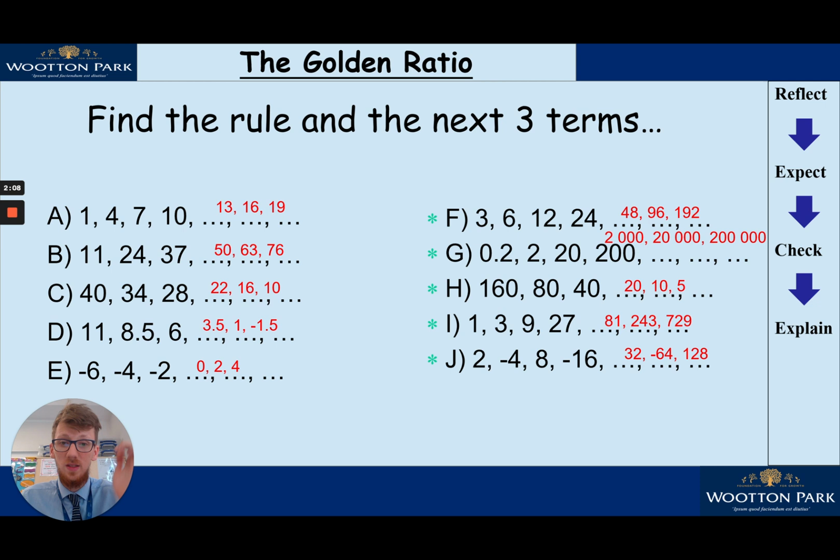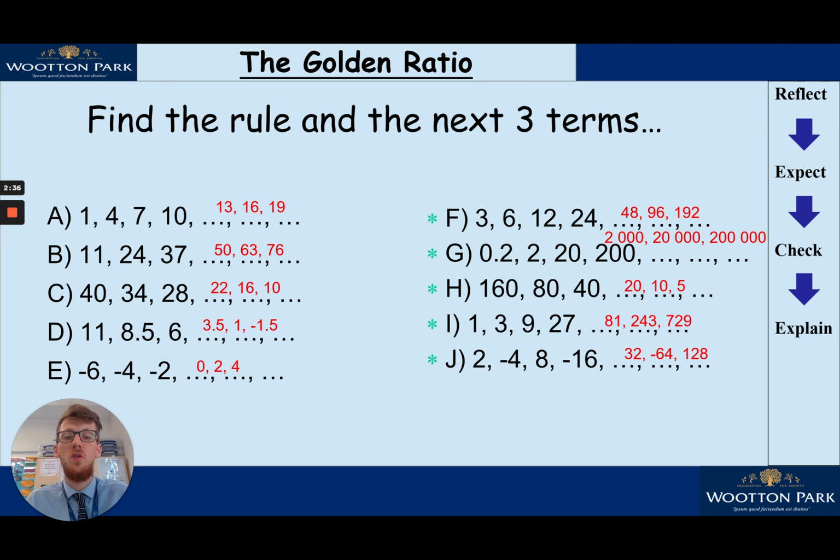The questions with the star next to them were a little bit harder. Well done if you got those ones too. So F, we were timesing by 2 and that gave us 48, 96 and 192. For G, we were timesing by 10 and we got 2,000, 20,000 and 200,000. For H, we were dividing by 2, so the next three terms were 20, 10 and 5. For I, we were timesing by 3 and we had 81, 243, 729. Well done if you did those ones without a calculator.